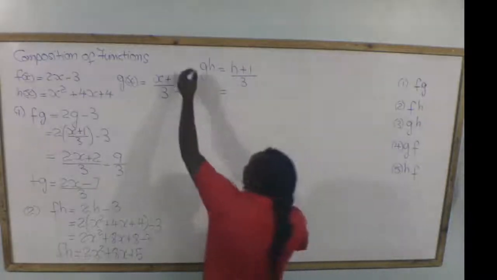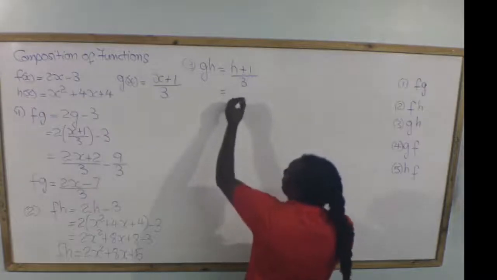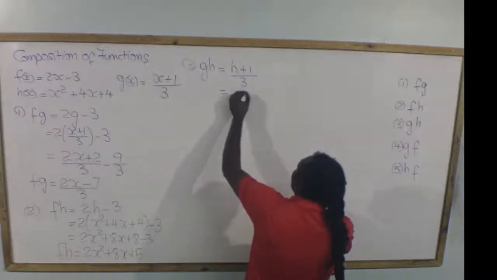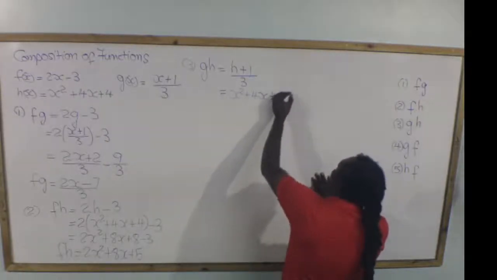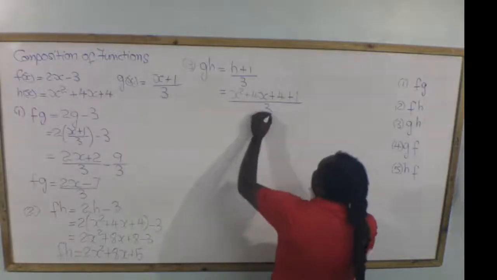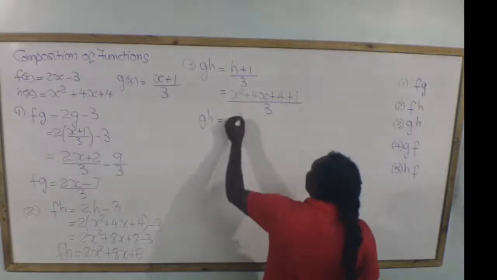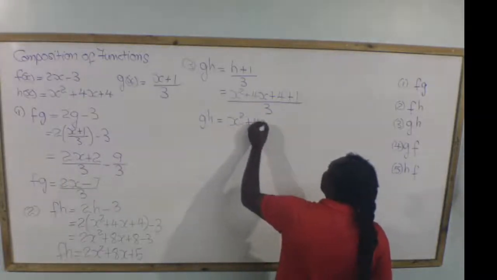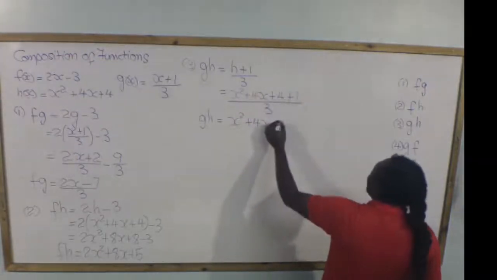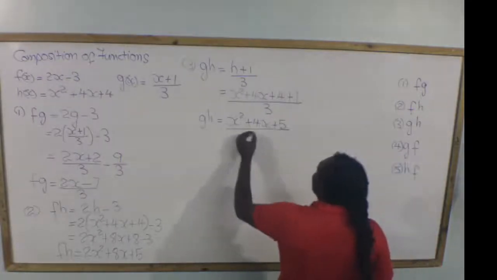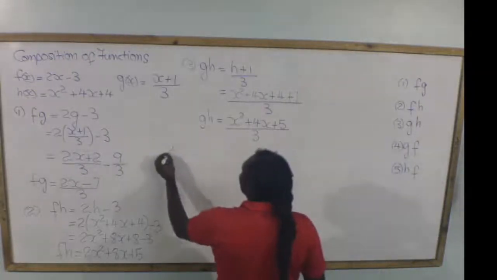And what do we do next? We substitute, because this is number 3. We substitute the algebraic expression of h right there. x squared plus 4x plus 4, plus 1, all over 3. So g of h is equal to x squared plus 4x, and 4 plus 1 is equal to 5, over 3. And that's all there is to it.